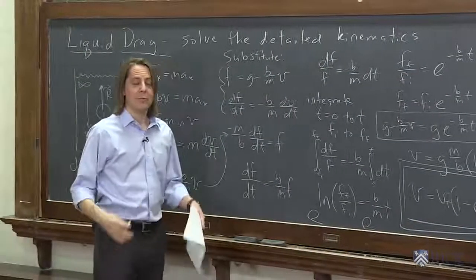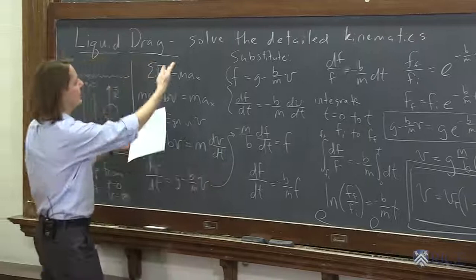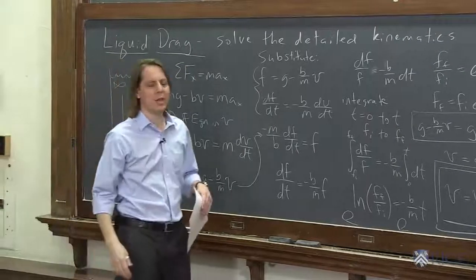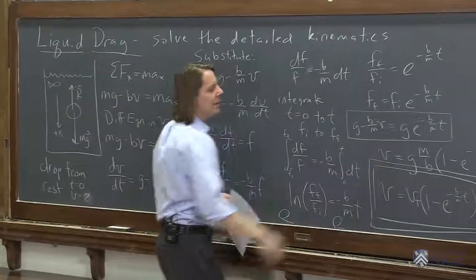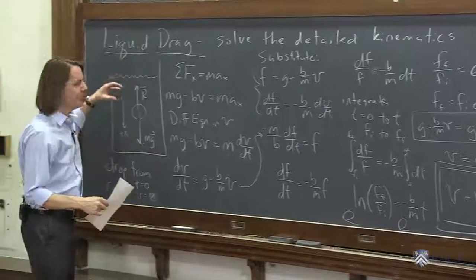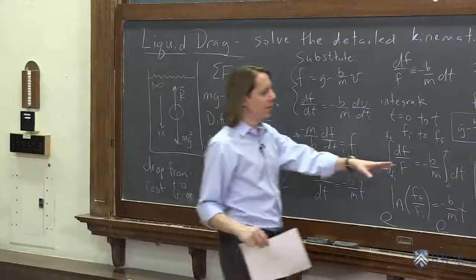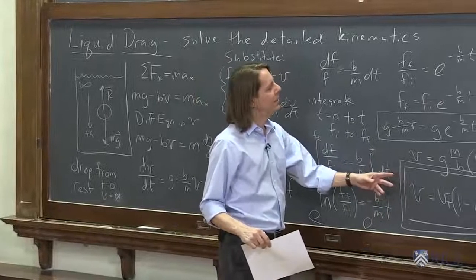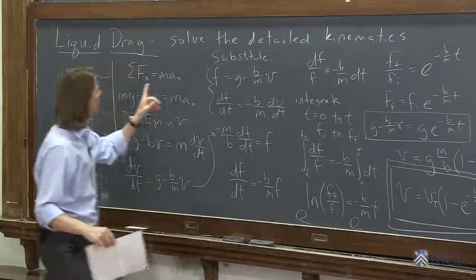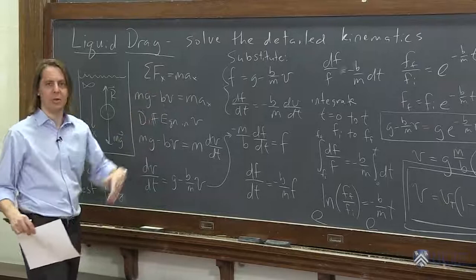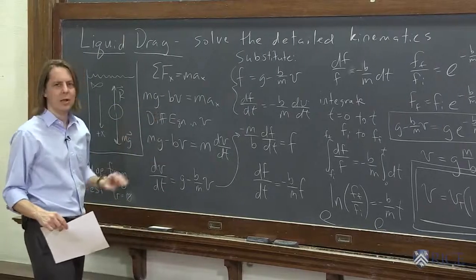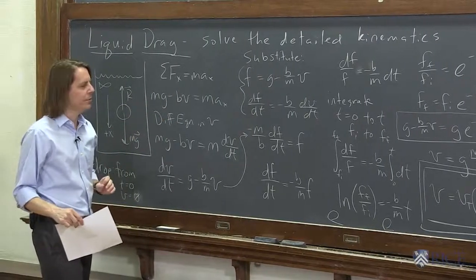So we now have sort of done the kinematics. What did I say? We have solved the detailed kinematics because we've solved how the velocity evolves in time as you drop something in a liquid. You can't do that with air. You can only do it with fluid or with liquid, because this is now something you can actually solve. Well, we just showed how to solve it. If that v were squared, it makes a huge mess. We don't want to deal with it.